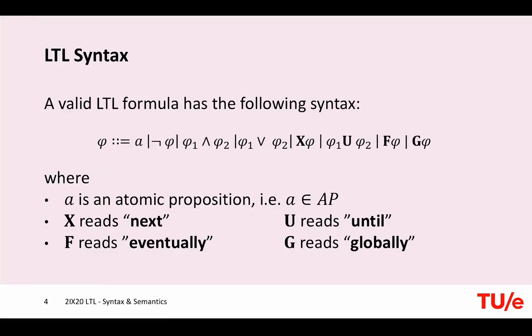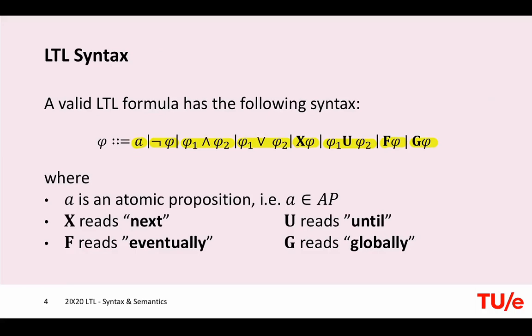So let's formalize the syntax of LTL. A valid LTL formula is a formula in propositional logic, so either we have an atomic proposition A, we have the negation of an LTL formula, we have the conjunction of 2 LTL formulas, we have the disjunction of 2 LTL formulas. So this is basically just what we already know from propositional logic. And then we have in the next state some LTL formula phi holds, phi1 holds until phi2 holds, for LTL formulas phi1 and phi2. Eventually LTL formula phi holds, or globally LTL formula phi holds. So this is all that you can write down.